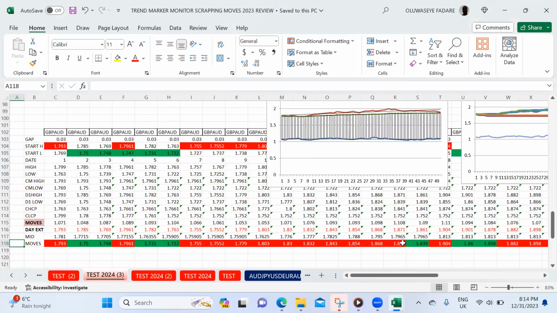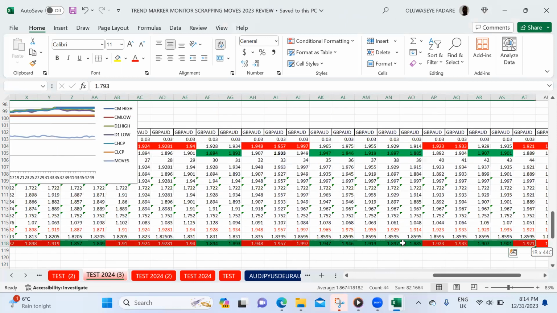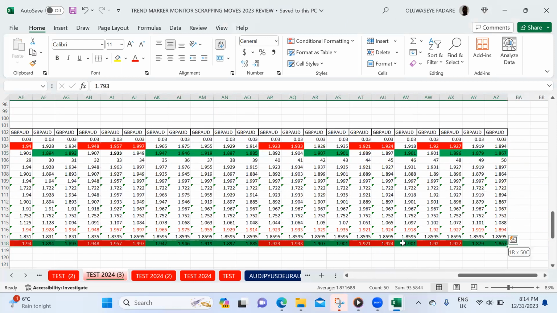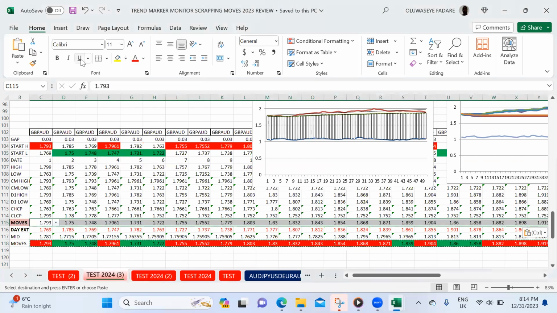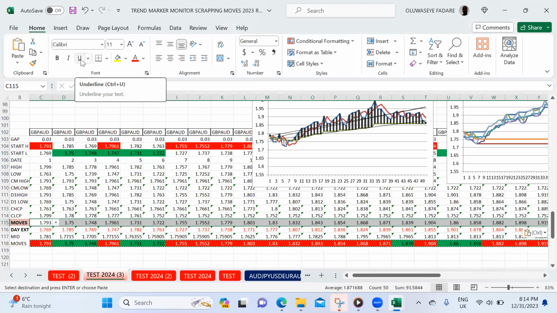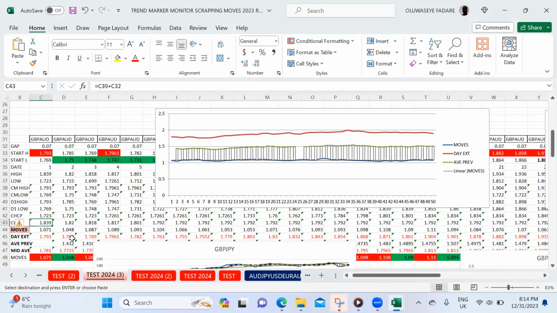The next thing we are going to do is copy the moves and move them upwards so that you can calculate the day EXT price and the mid. Can you see here? I'm going to paste it there. Let's move up as well. Here again, we copy the moves.